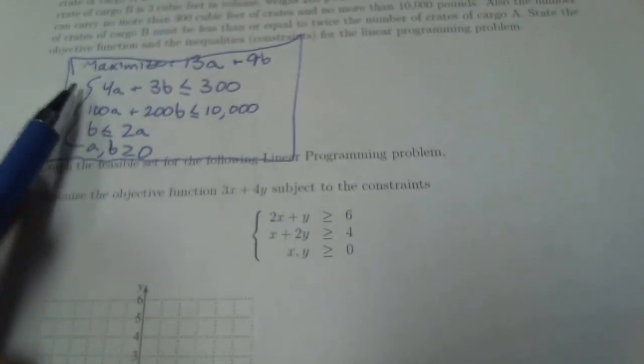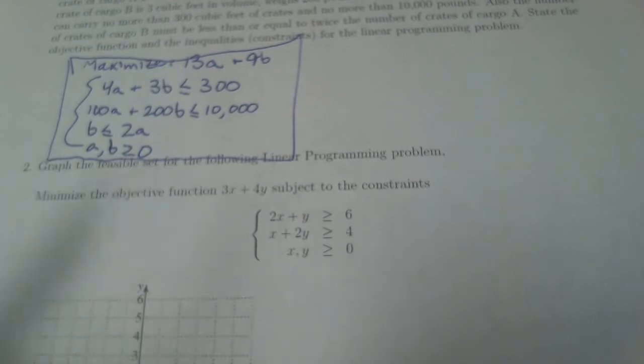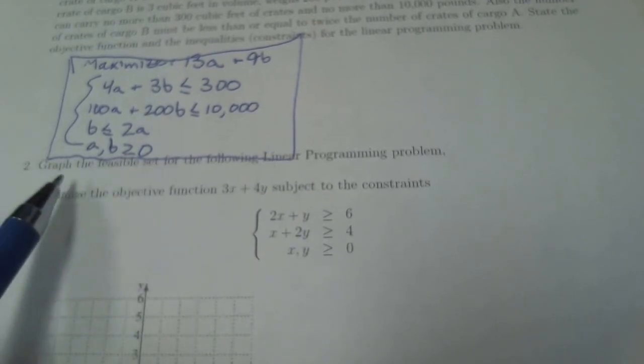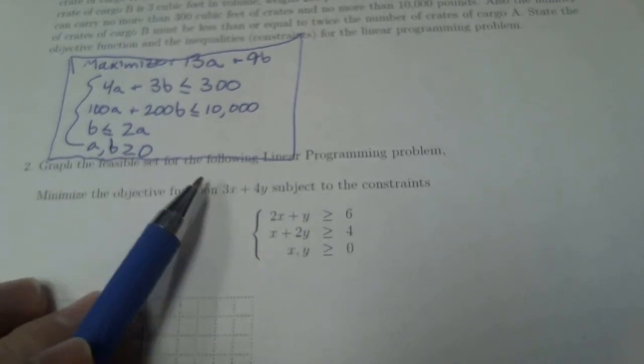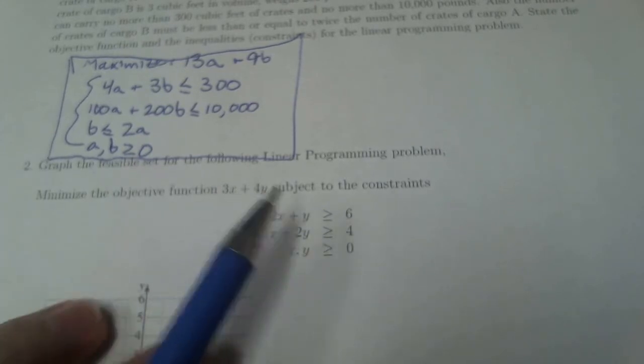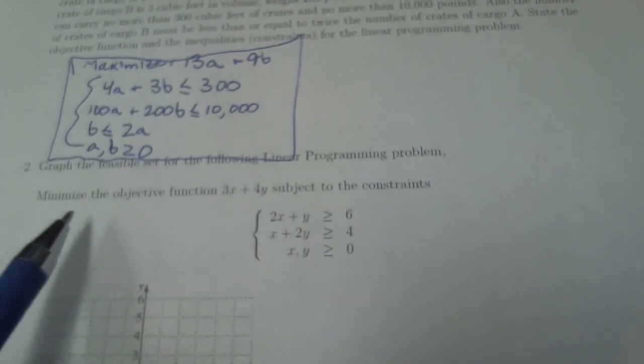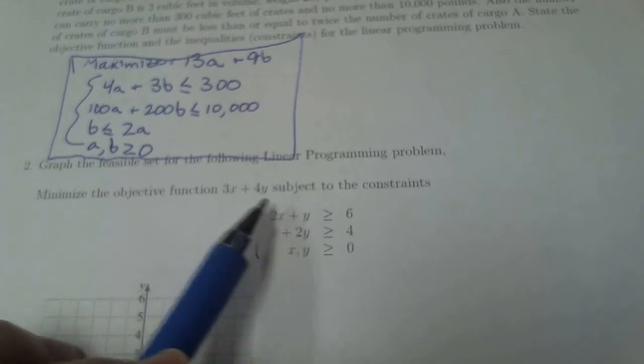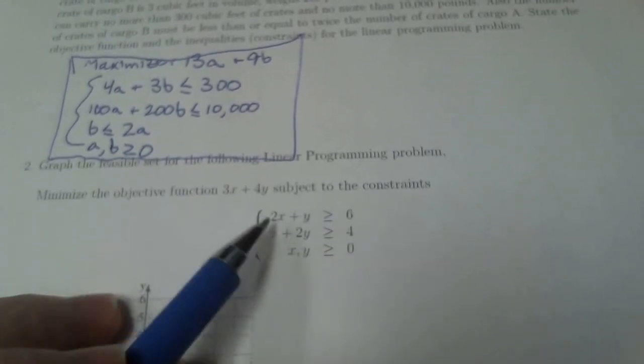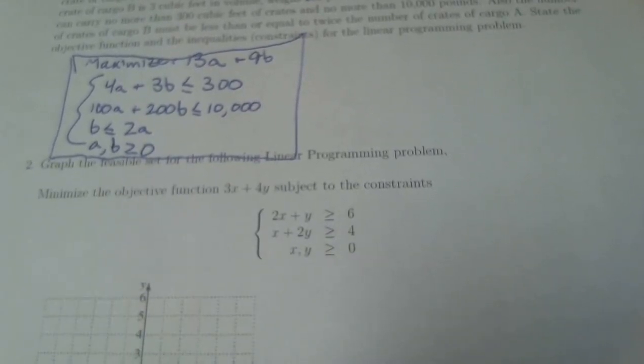So once you have your setup, the next thing is to graph the feasible set. All right. So this next question is dealing with graphing the feasible set. It says graph the feasible set for the following linear programming problem. Minimize the objective function 3x plus 4y subject to the constraints given here.